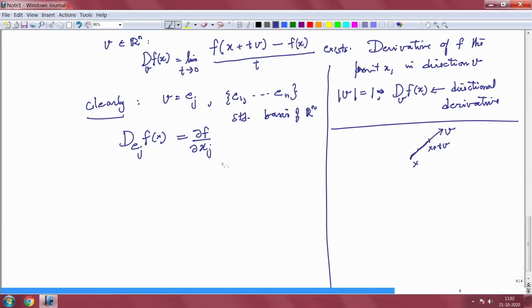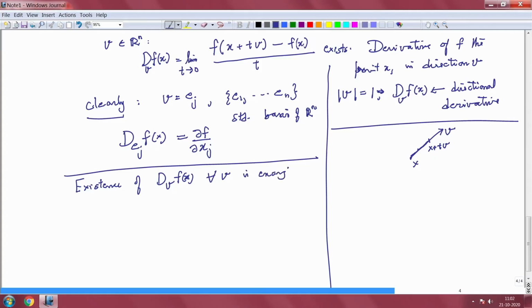I do not want to elaborate and start giving examples, because I do not have time for all that. What I want to tell you here is that the existence of the derivative in direction v at x, for all v, is enough for our analysis.